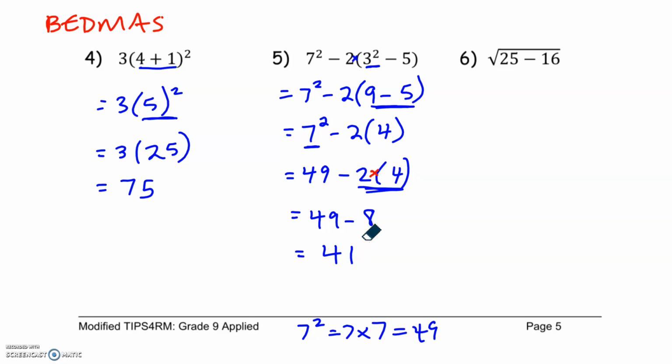All right, last example. This is kind of neat because we haven't seen a square root. You're going to treat a square root like a bracket. Treat it like a bracket. So what that means is I have to answer underneath here before I use the square root. So let's keep the square root symbol on it. We're going to do 25 minus 16, which is 9. And now the answer to the square root of 9 is 3. And that's our last example.